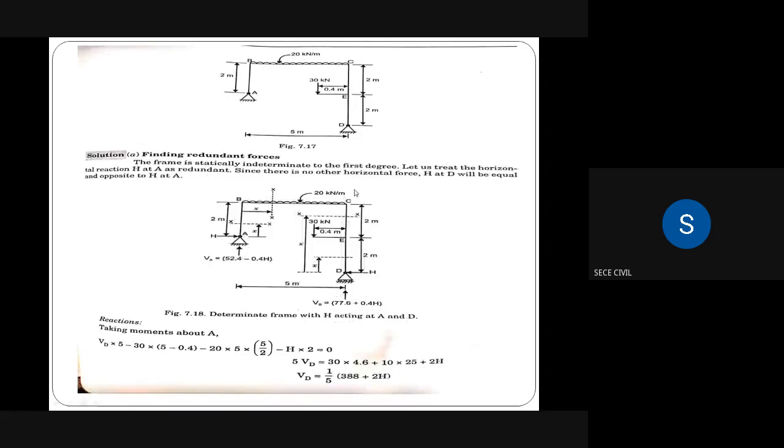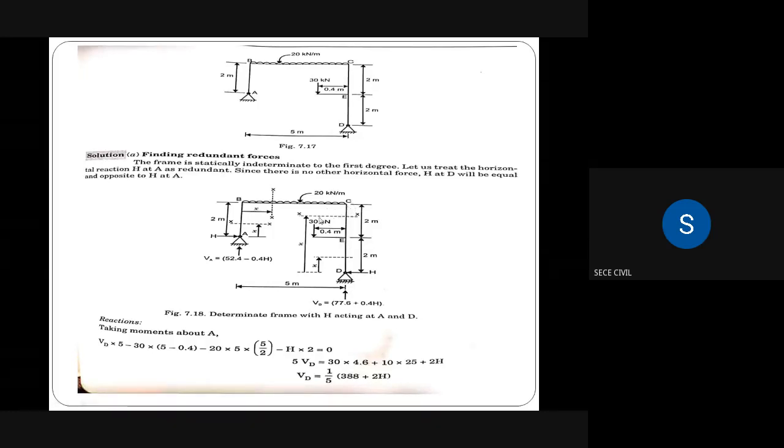Portion EC, the section is here, in between E and C. For this section also, the distance X starts from point D only. We already considered distance D to E, so we have to consider the remaining distance E to C only. So the limit is 2 to 4.